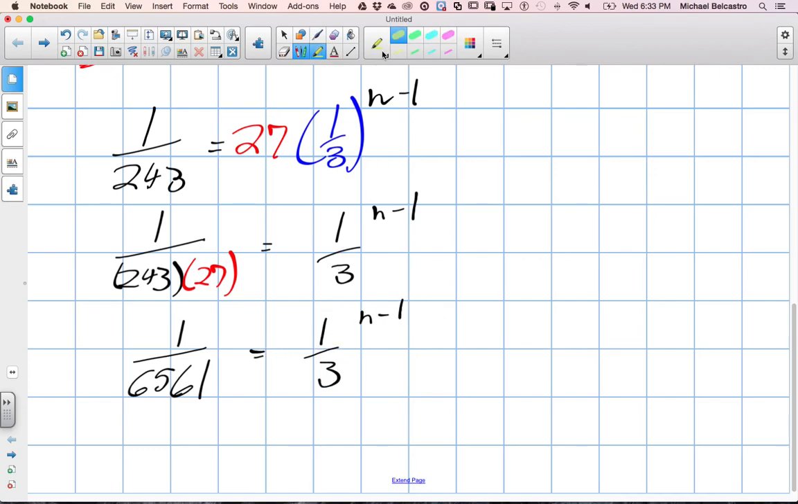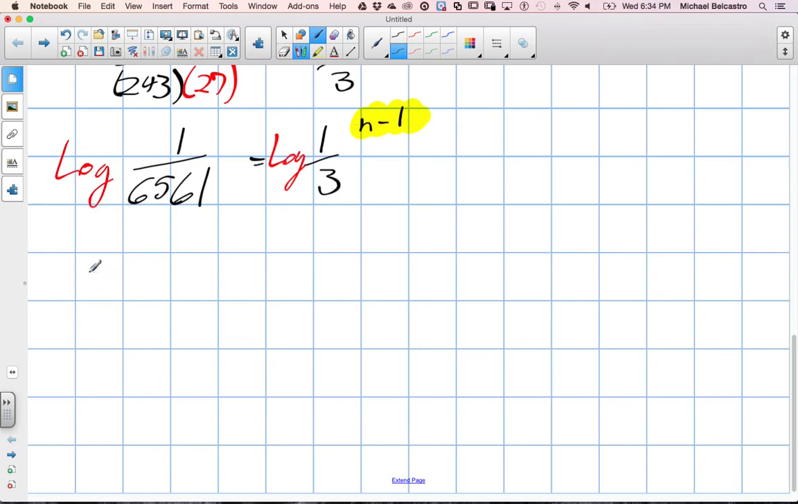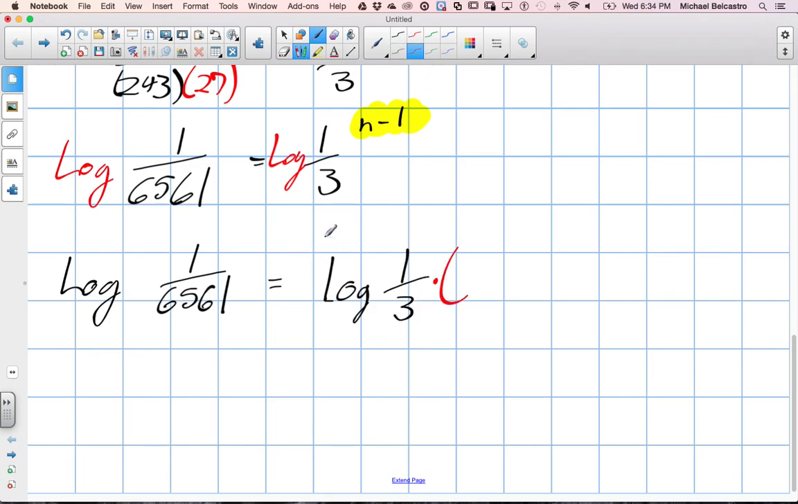We need to isolate the exponent, so we're going to use the log. We're going to take the log base 10 of both sides. When we do that, the exponent is going to drop down. So you have log of 1 over 6,561 is equal to the log of a third, and this exponent drops down. Think of it like it's going to be multiplied now, times n minus 1. Okay, so now that we've done that, it's going to be much easier to isolate for n.